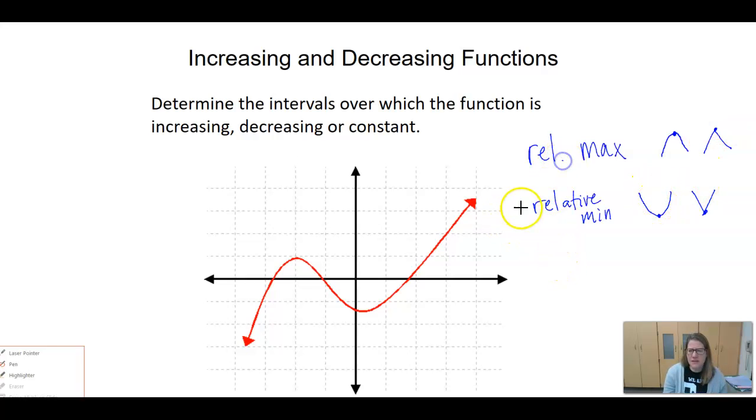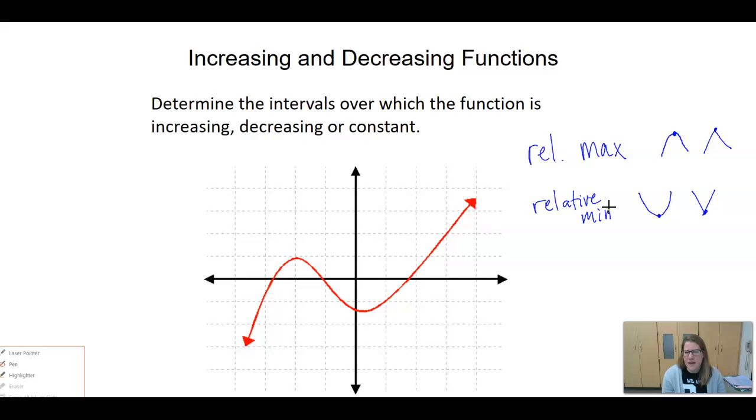So this is different than a global max or a global min. A global max would be the highest point on the graph. The global min would be the lowest point on the whole graph. This is just talking about relative to the points right around it. So there can be more than one relative max and more than one relative min.